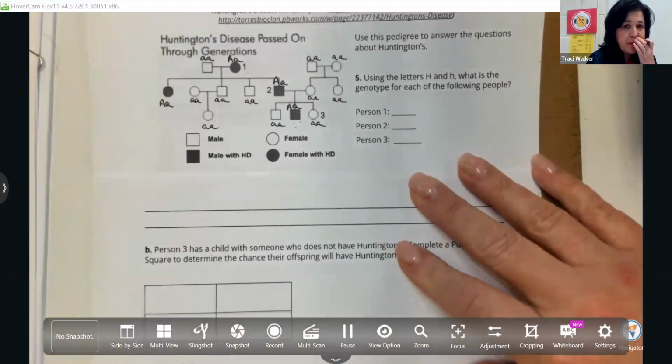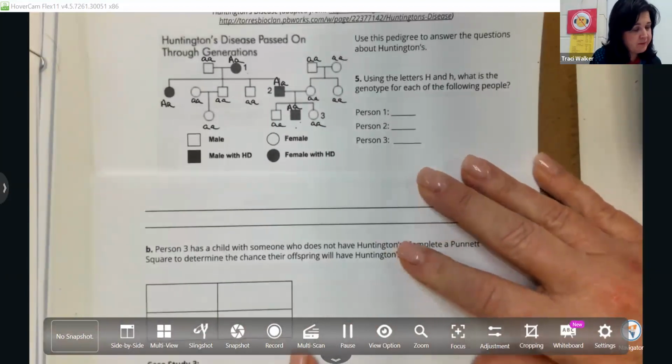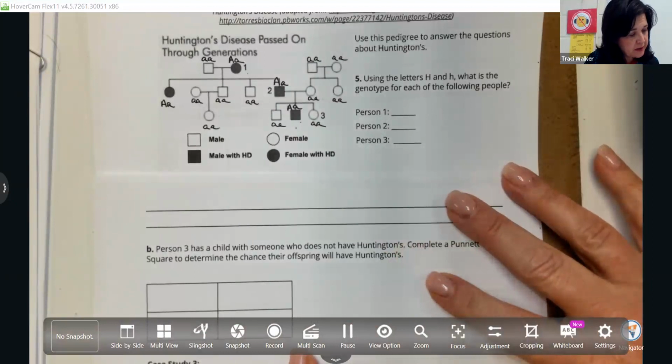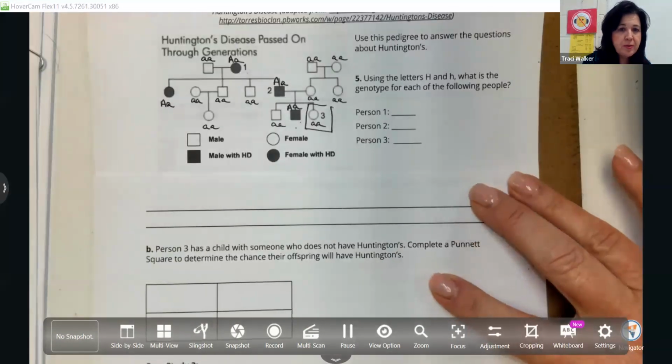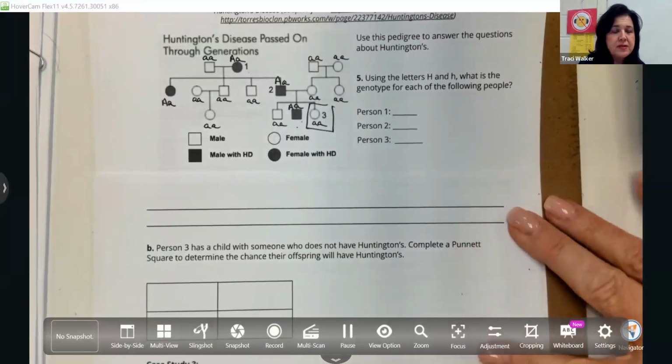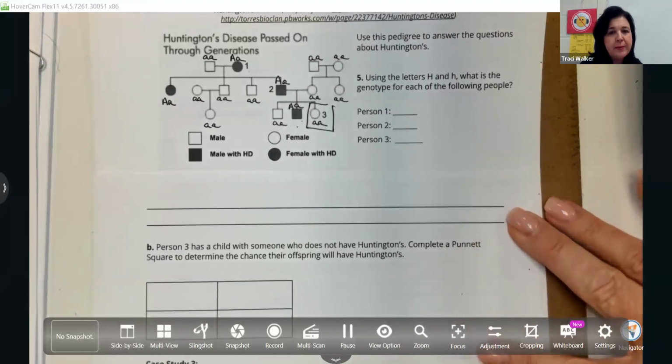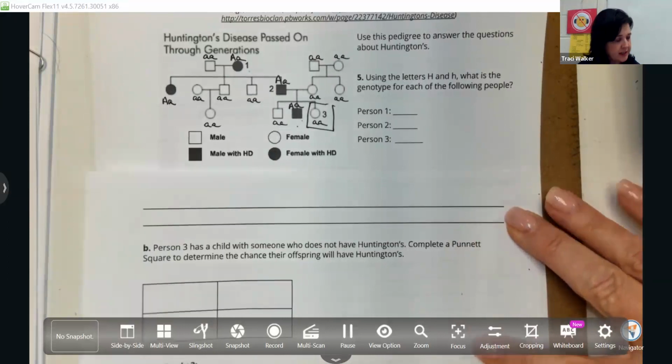If person number 3, so that's this person right here, has a child with someone who does not have Huntington's, complete a Punnett square to determine the chance that their offspring will have Huntington's.